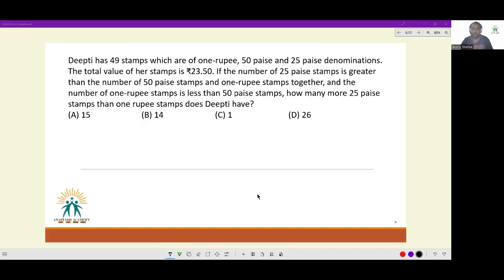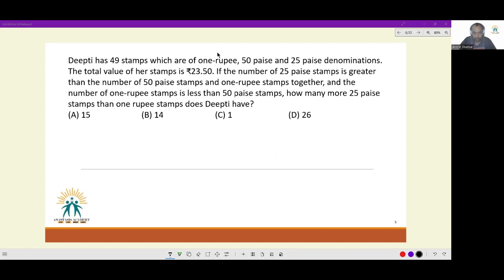Deepti has 49 stamps, which are of 1 rupee, 50 paise, and 25 paise denominations. The total value of her stamps is 23 rupees and 50 paise. If the number of 25 paise stamps is greater than the number of 50 paise stamps and 1 rupee stamps together, and the number of 25 paise stamps is less than 50 paise stamps, number of 1 rupee stamps is less than 50 paise stamps, then how many more 25 paise stamps than 1 rupee stamps does Deepti have?